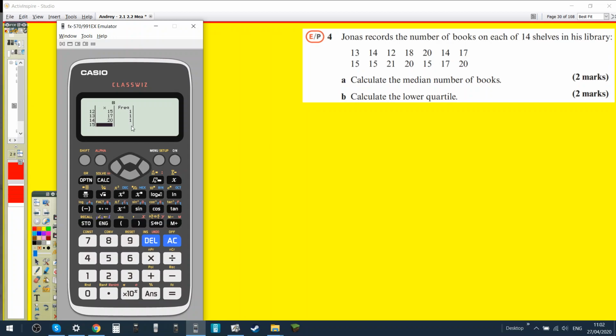Sorry, how did I press equals when I put the numbers in? Then you press option. Option. Okay. And then one variable calc. Mm-hmm. So the median is 16. Median is 16 and lower quartile.